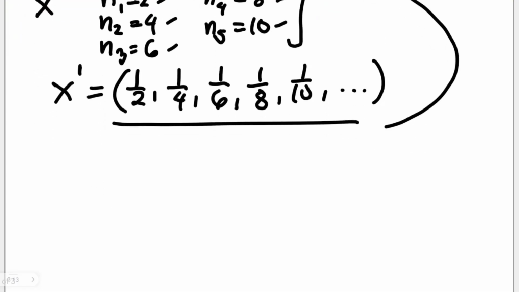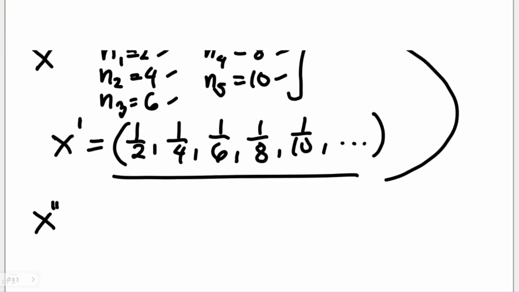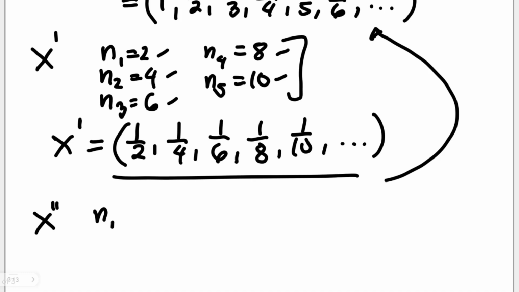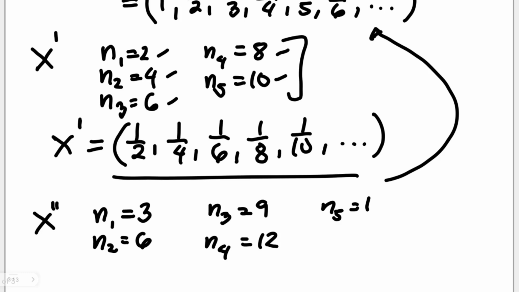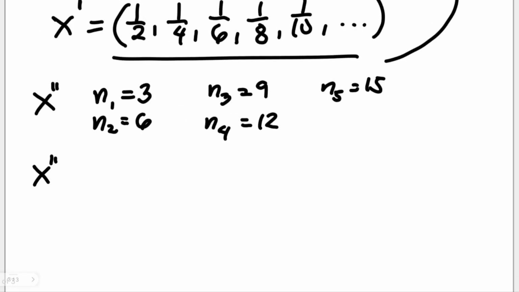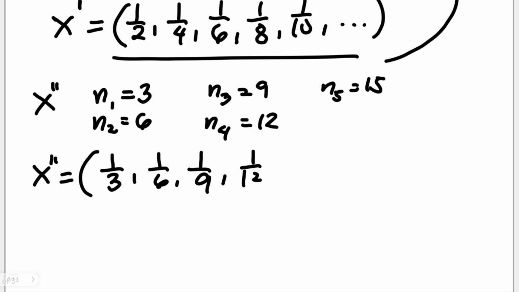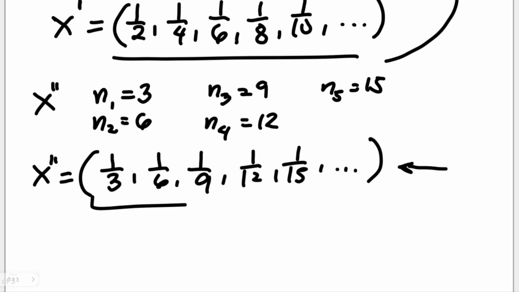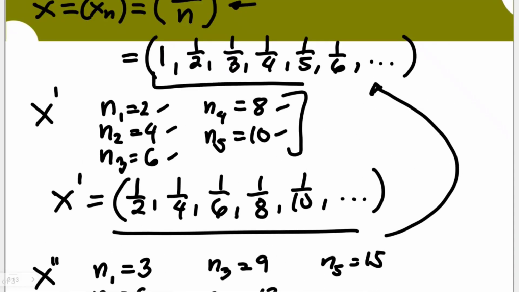Another subsequence that you could draw here is, of course, if we pick n as multiples of 3. So n sub 1 is 3, n sub 2 is 6, n sub 3 is 9, n sub 4 is 12, and n sub 5 is 15. So for x double prime, this is also a subsequence, and you will have 1/3, 1/6, 1/9, 1/12, 1/15. If we continue, we'll also have other terms here. This is also a subsequence of x, since all of these are also elements of the given sequence.